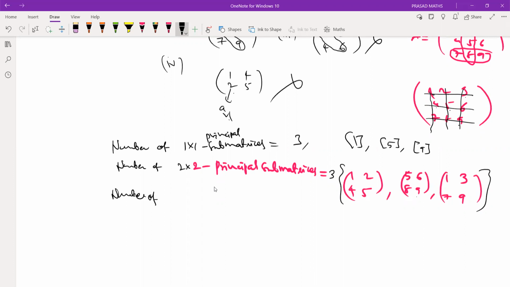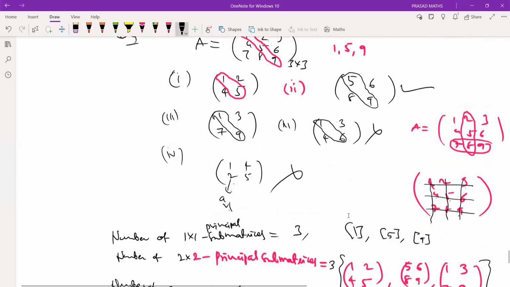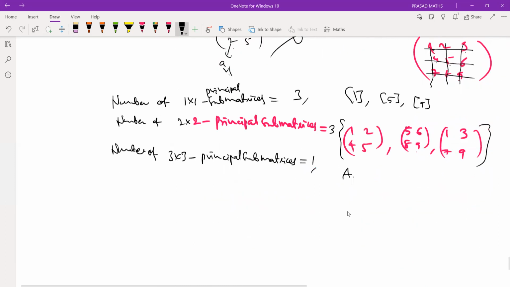Next, the number of 3 by 3 principal submatrices. How many? Itself. Only one, itself. Yes or no? Only one. Right? Now tell me, is there any formula for that?